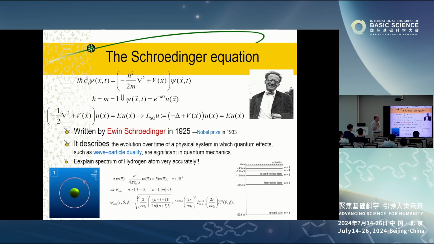Okay, so this equation was written by Erwin Schrödinger in 1925. Because of this work, he was awarded the Nobel Prize in Physics in 1933 together with Paul Dirac. The equation is used to describe the evolution over time of a physical system in which quantum effects, which means the wave-particle duality, are significant in quantum mechanics. From this equation, it can explain very accurately the spectrum of the hydrogen atom.